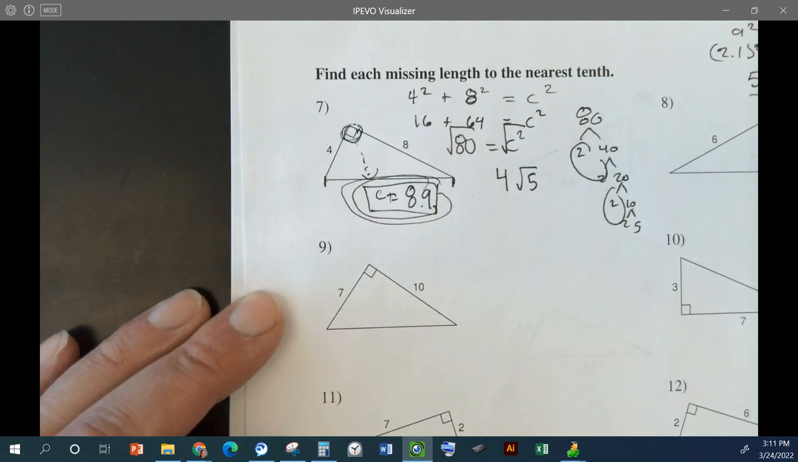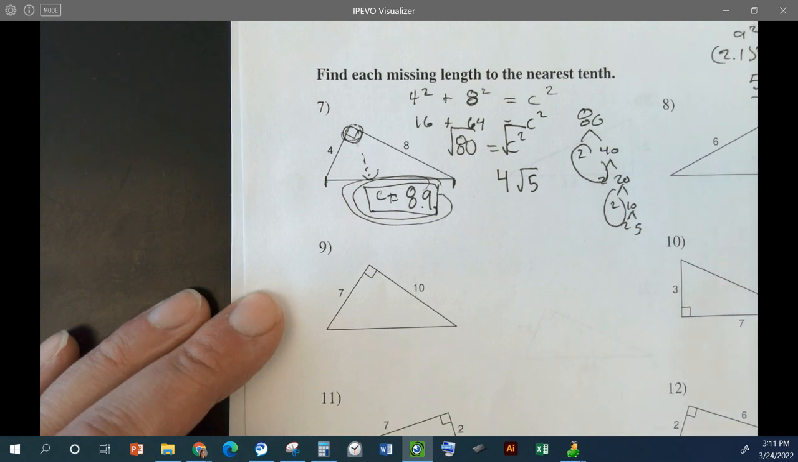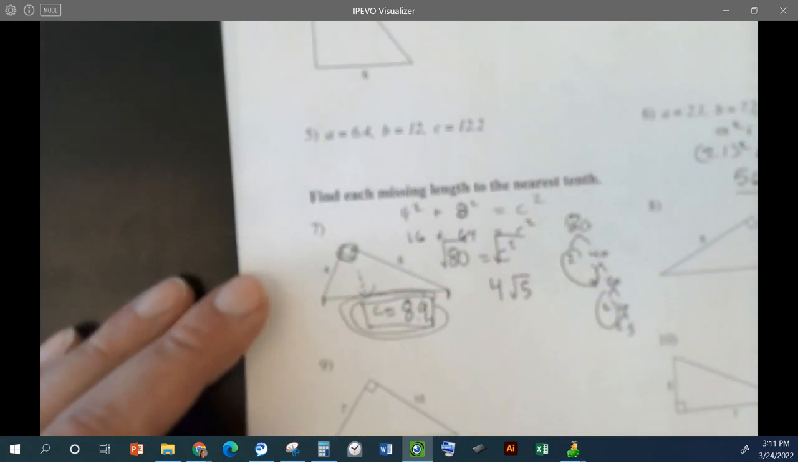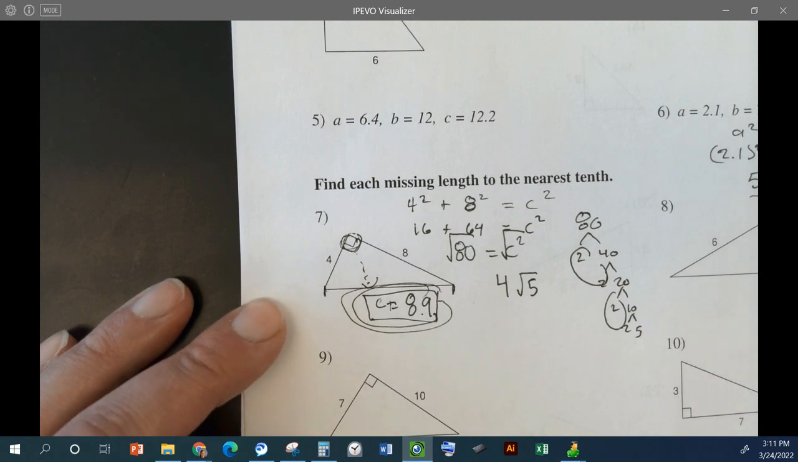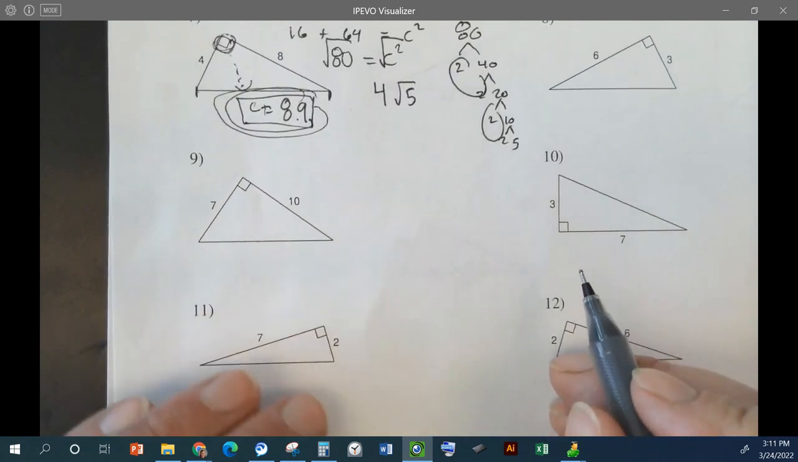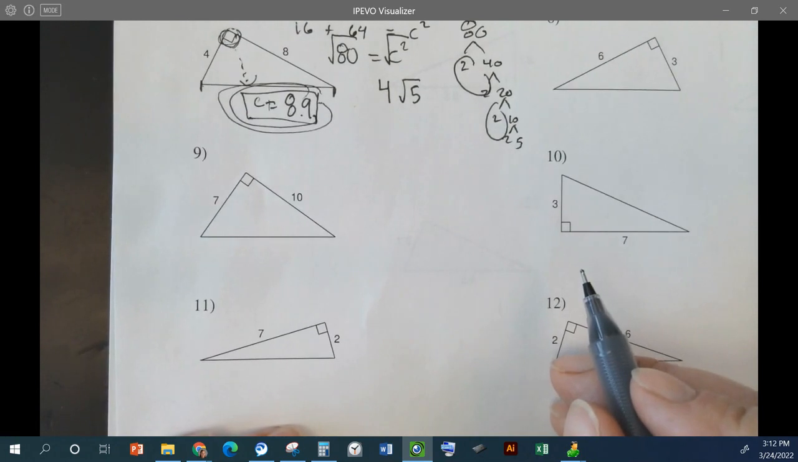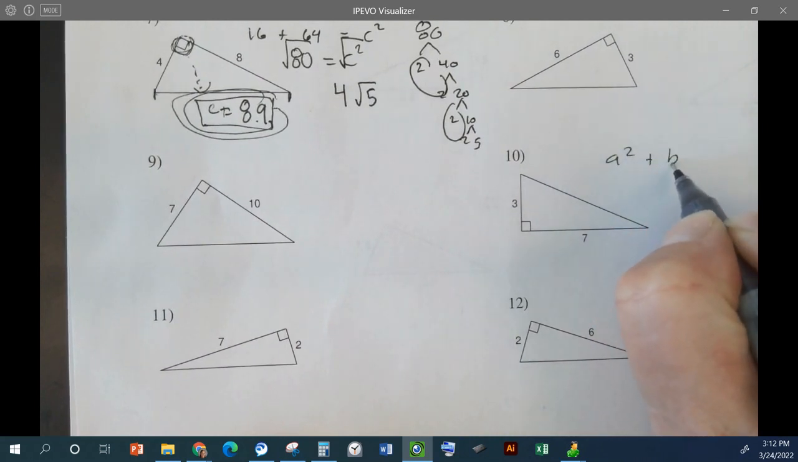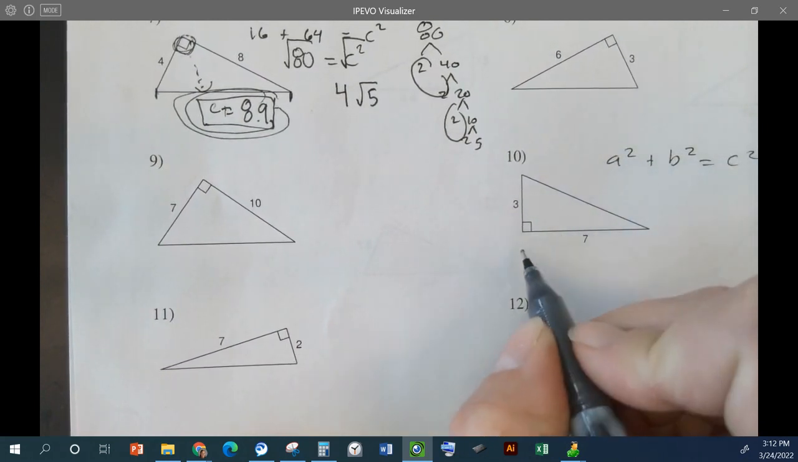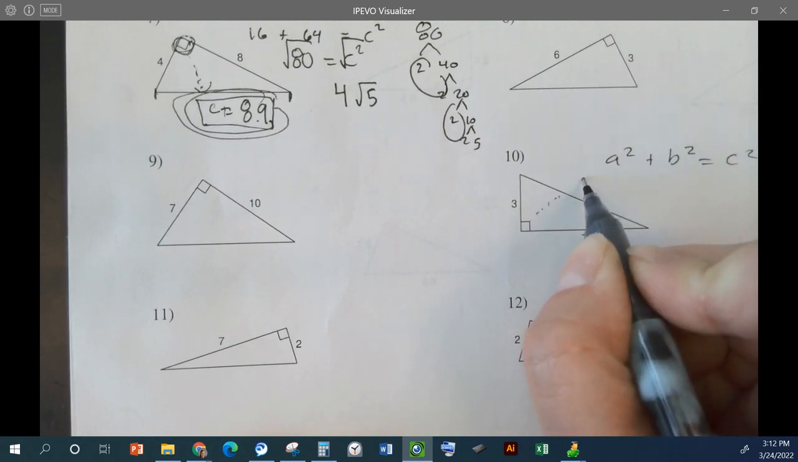Okay, let's try another one of those. Let's try another one on the front. Should we try 10? Are you okay with 10? Okay, good. So we're on the same page. So a squared plus b squared equals c squared. So the side across from the 90 is c.